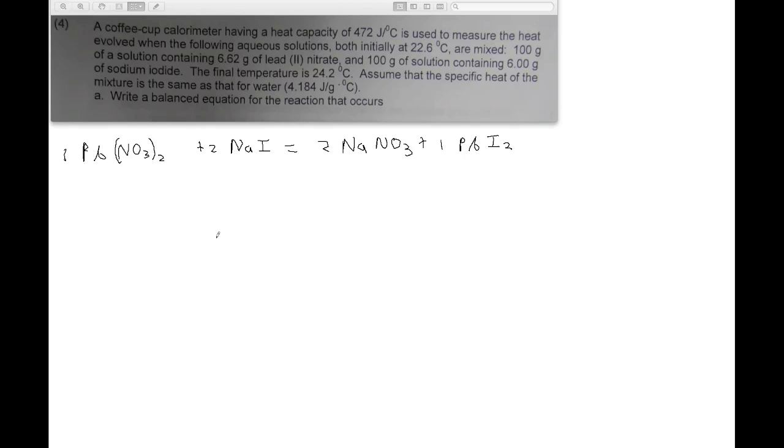Okay. That seems good. So let's see. How did you know that we needed 2 nitrates here?